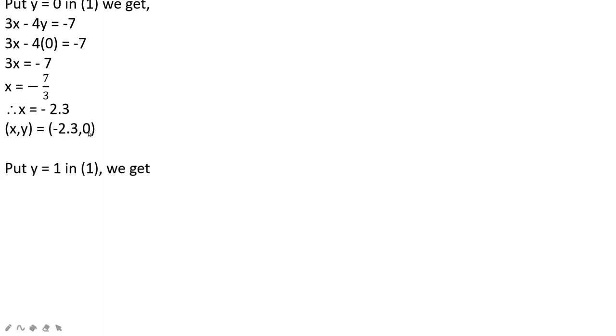Okay, so let us move ahead and we will put y as 0. So we get 3x minus 4 into 0. So we get 3x is minus 7. So we get x is minus 7 by 3. So our x is minus 2.3. So our x comma y is minus 2.3 comma 0.